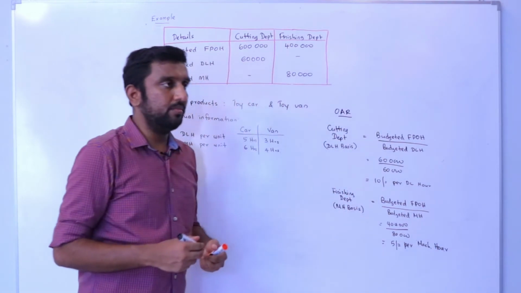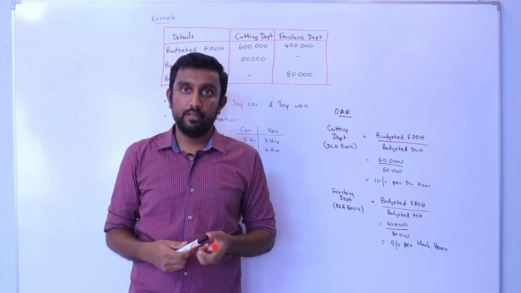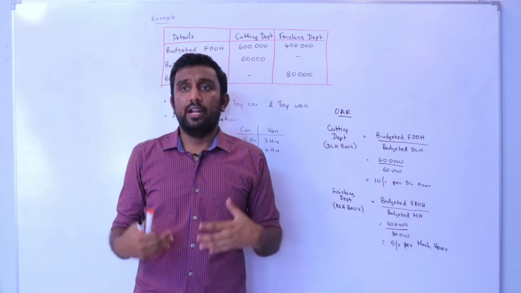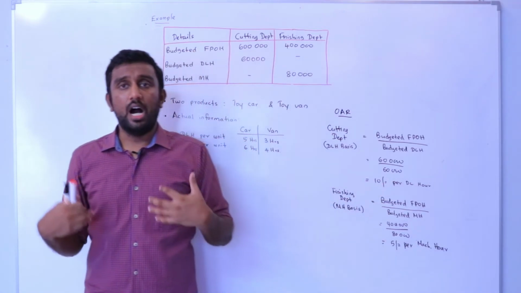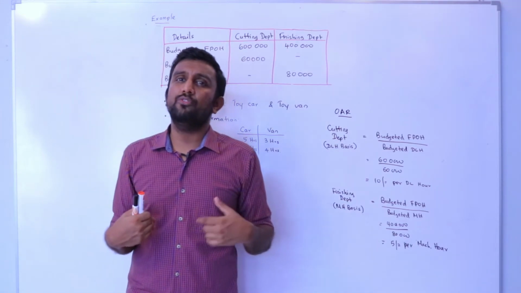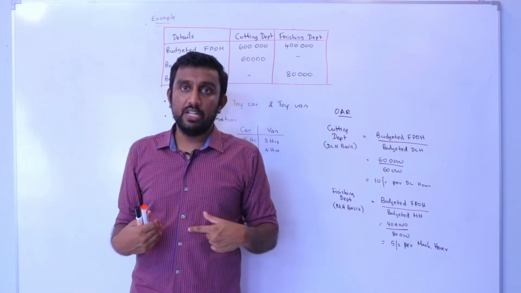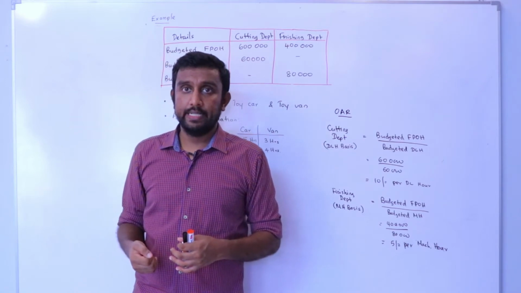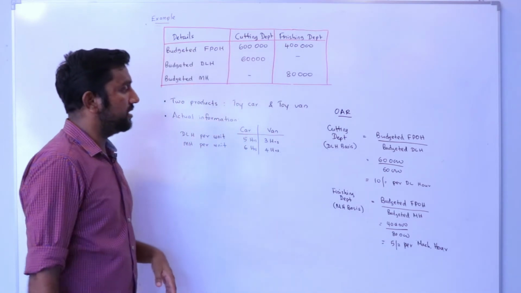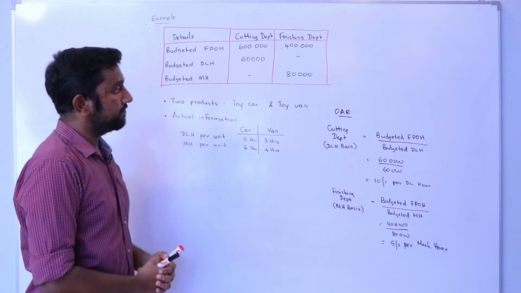So why am I writing so? Because then only you can understand, right? It is not a must to write, but if you write, then you know, right? This is for an hour, because our objective is not to find for an hour. Our objective is to find for a unit, right? So I found 10 and 5, right?